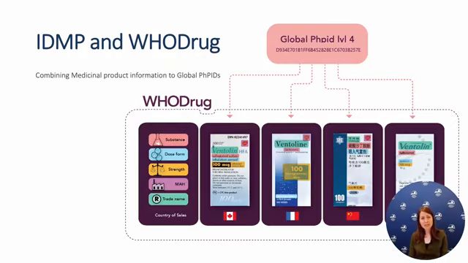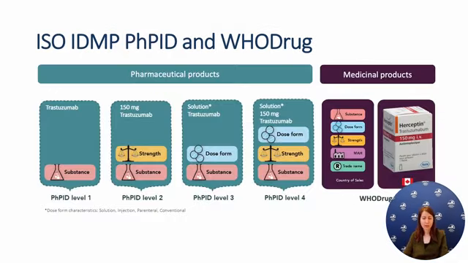Global PhPIDs are a great tool that allows to identify equivalent pharmaceutical products. And therefore, when combined with medicinal product information, they achieve their full potential. On this slide, we can see how pharmaceutical products compare to medicinal products. For medicinal products, we have additional information such as the trade name, the country of sales, and marketing authorization holders.